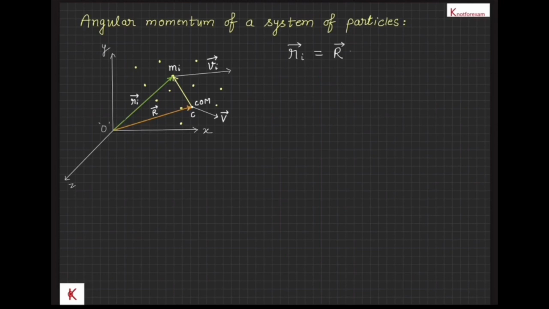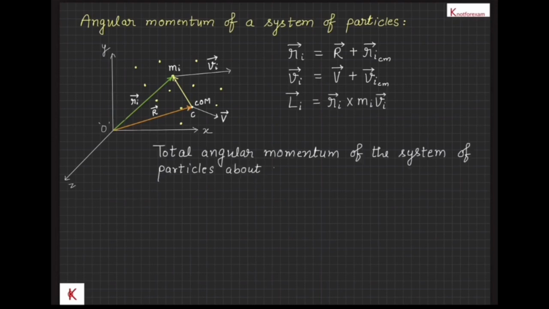Therefore, by vector addition, Ri vector is equal to R vector plus RiCm vector, and differentiating it with respect to time, we get Vi vector is equal to V vector plus ViCm vector. And the angular momentum of the ith particle with respect to origin O is Li vector is equal to Ri vector cross Mi into Vi vector. Therefore, the total angular momentum of the system of particles will be sigma of Li vector, that is sigma of Ri vector cross Mi into Vi vector.